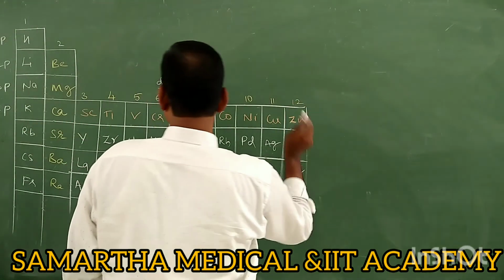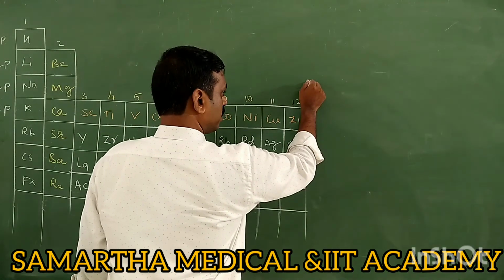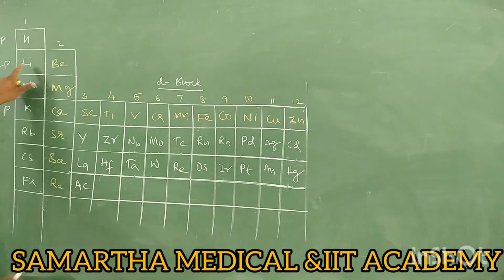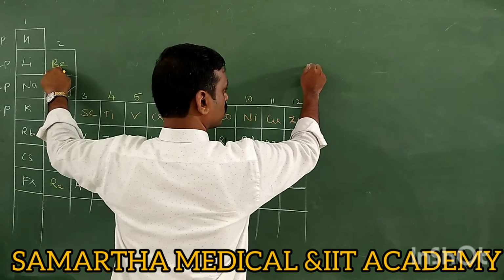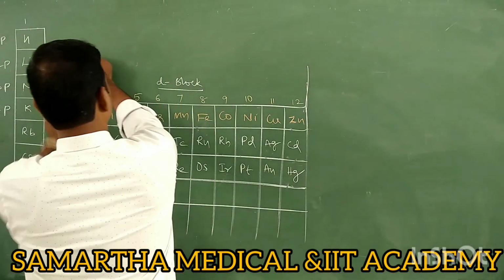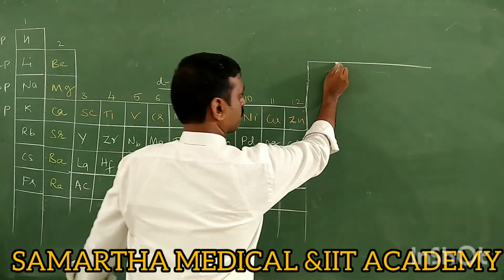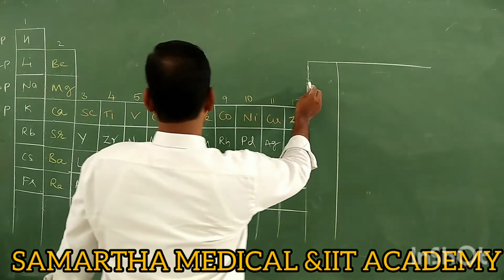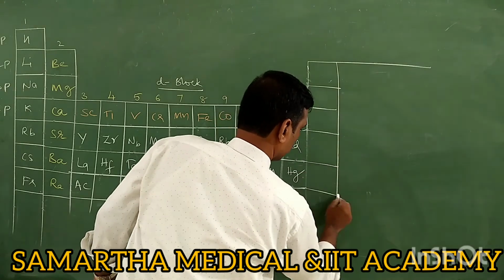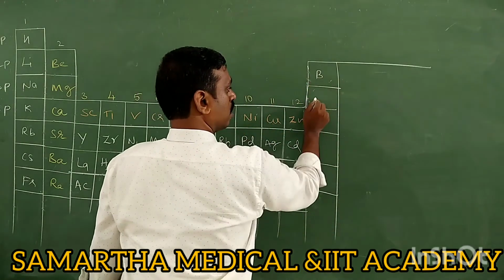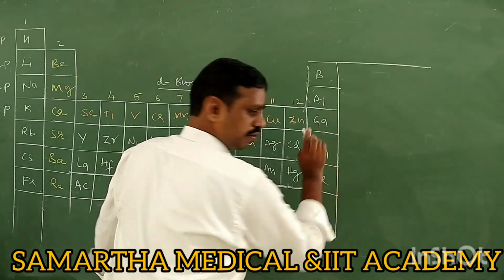Okay, next is P block. Come on, tell me. Here, you see, lithium, beryllium. What is the next element? Boron, no? Boron will be here. Yes. Next is boron, aluminium, gallium, indium, thallium.